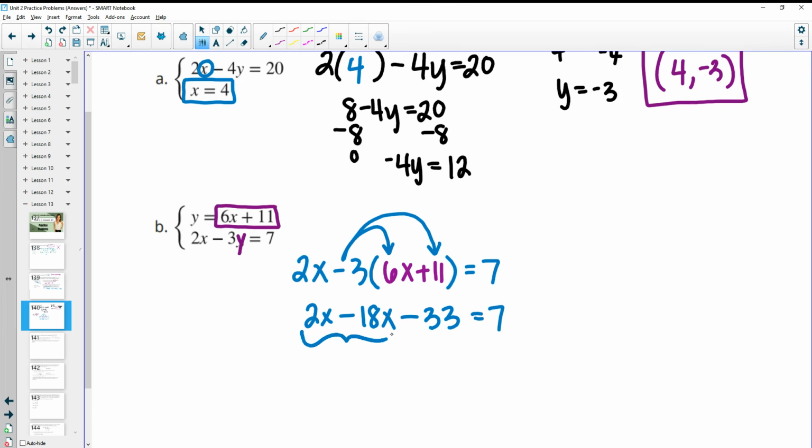So we've got like terms here. We've got 2x's minus 18x's, so we have negative 16x overall, minus 33 equals 7.